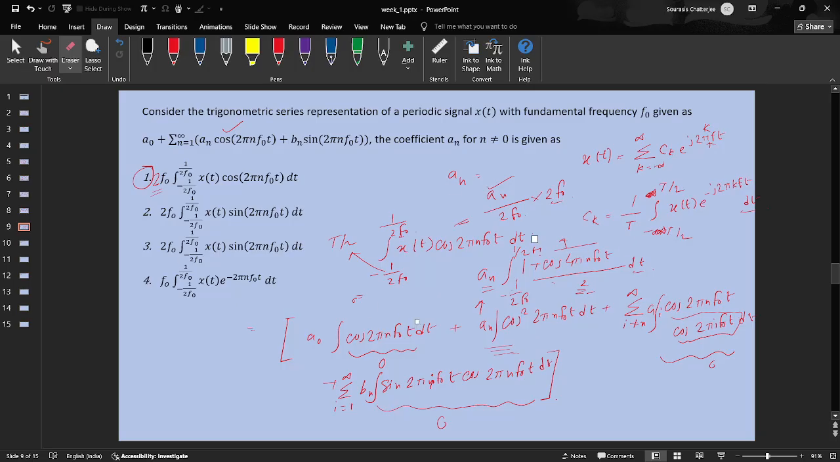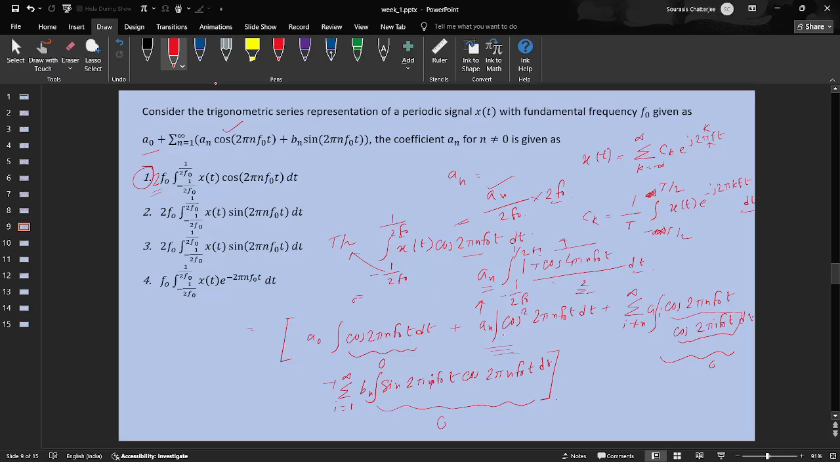So essentially, I started with the expression here, the first one: integrating x(t) times cos 2 pi n f naught t dt. When I break it down, we obtain these four terms. The first one corresponds to a naught, so we have a naught times the integration of cos 2 pi n f naught t dt. We have seen earlier it is a sinusoid with frequency f naught, and we are integrating over minus T over 2 to T over 2, so this is going to 0.